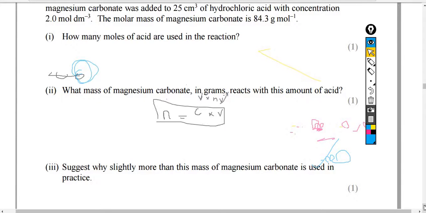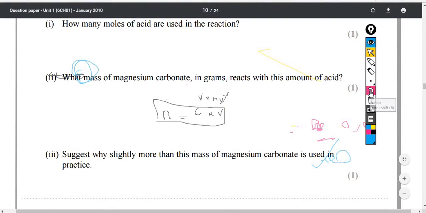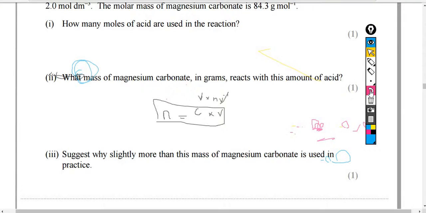What mass of magnesium carbonate in grams reacts with this amount of acid? So your target here is to find a certain amount of mass, that is magnesium carbonate in grams, that reacts with this amount of acid. Okay, so hold on, I need to erase this. I'm wondering how to do that.